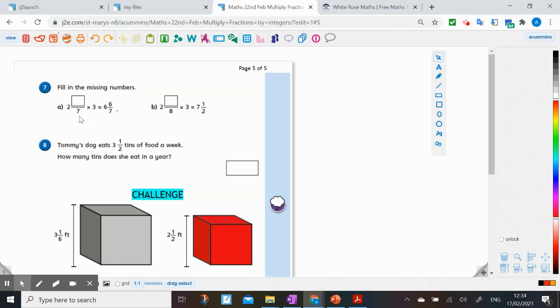Question 8 is a little worded problem. Tommy's dog eats 3.5 tins of food a week. How many tins does she eat in a year? I'll remind you that there are 52 weeks in a year. So you're going to need to do 3.5 times 52 to work that one out. Again, you can use either of the two methods you've been shown.